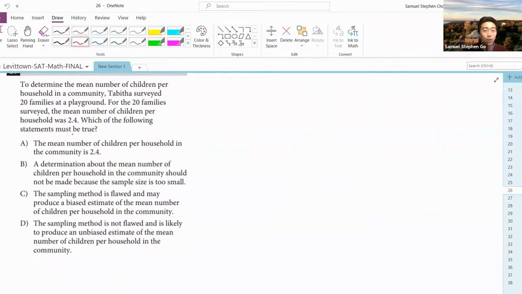To determine the mean number of children per household in a community, and again, no math here, Tabitha surveyed 20 families at a playground. That's important: families at a playground. For the 20 families surveyed, the mean number of children per household was 2.4. So let's just write mean equals 2.4 children per household, which must be true, right?